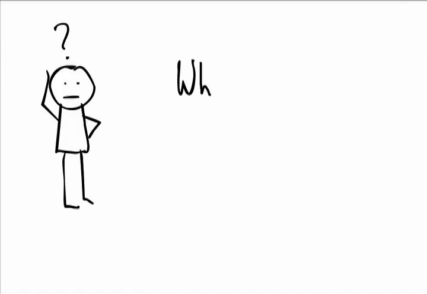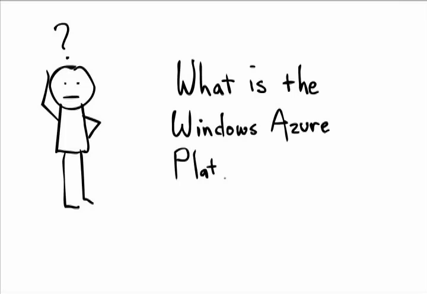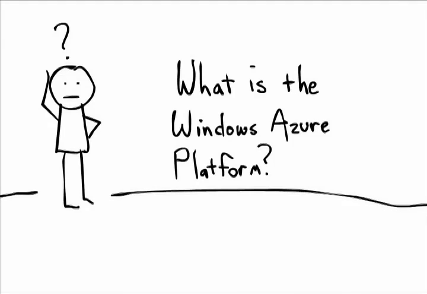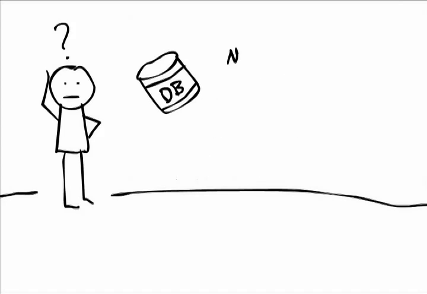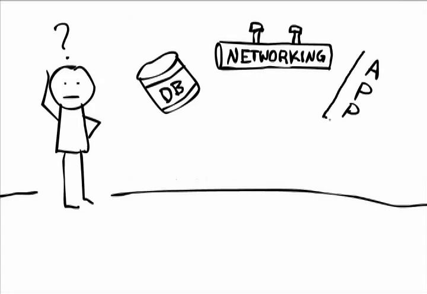In this video, we'll talk about what is the Windows Azure Platform. The Windows Azure Platform is a set of services and technologies that enable you to easily benefit from the scalability and agility of cloud computing. With the Windows Azure Platform, you can store data and build and connect applications in the cloud in much the same way you currently do on premises.